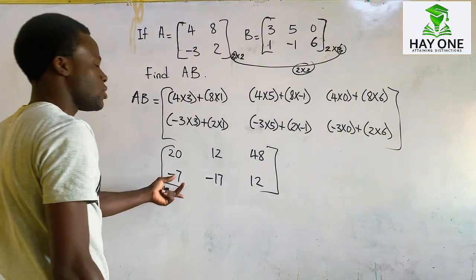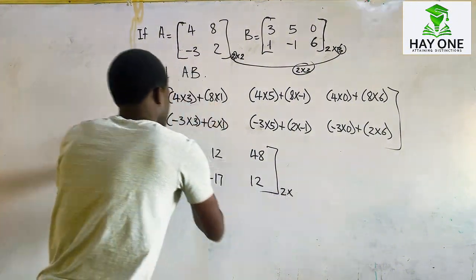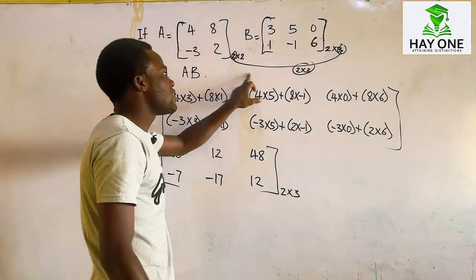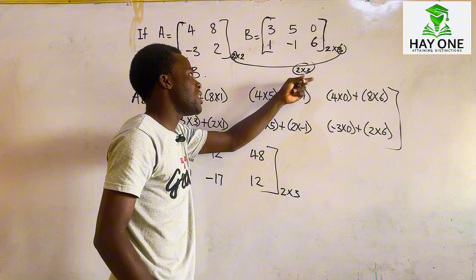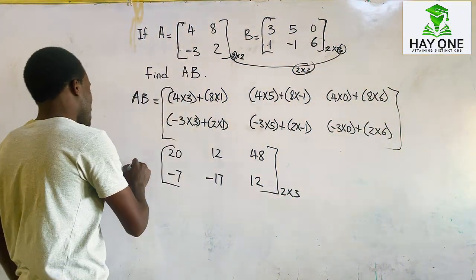So look at the dimension of our answer. 1, 2. 2 by 1, 2, 3. 2 by 3. Remember I said we can use this dimension to check. So we actually got 2 by 3 as the dimension of our answer. So this is our AB.